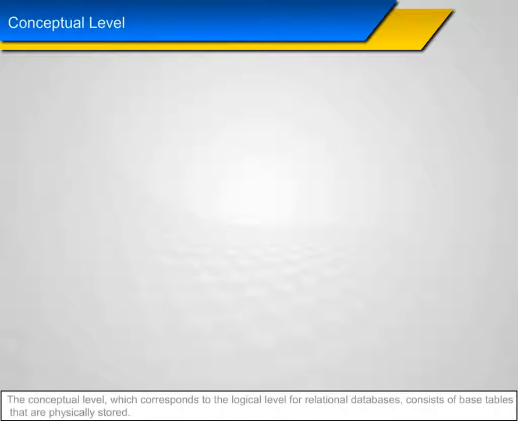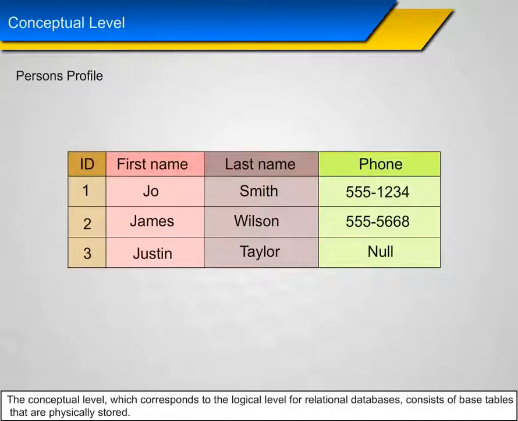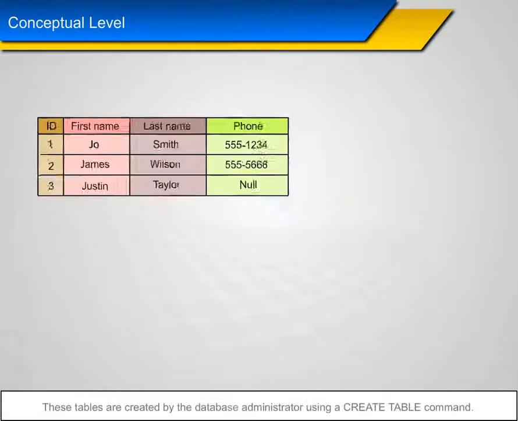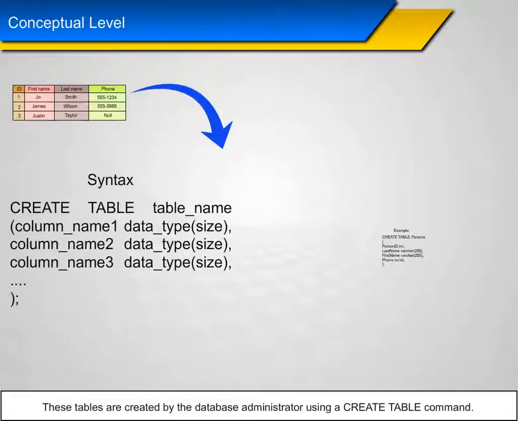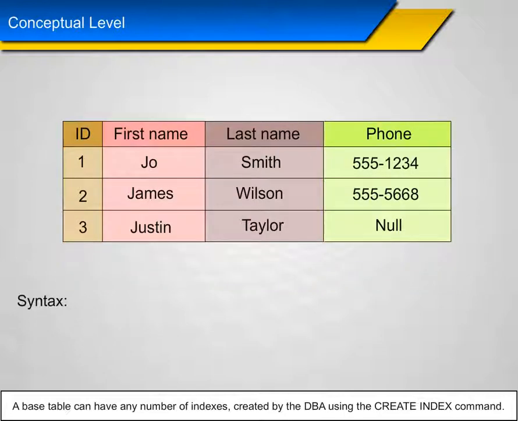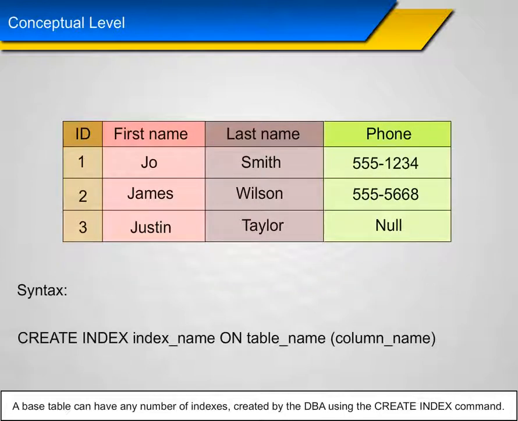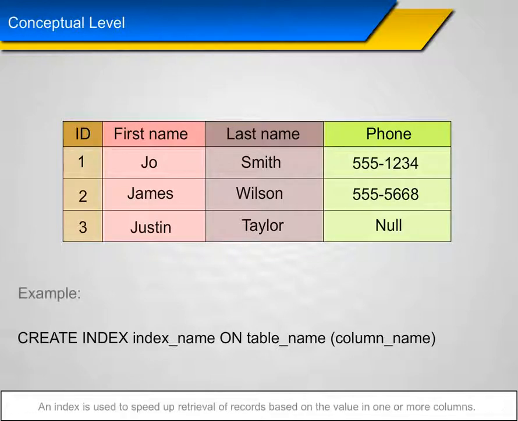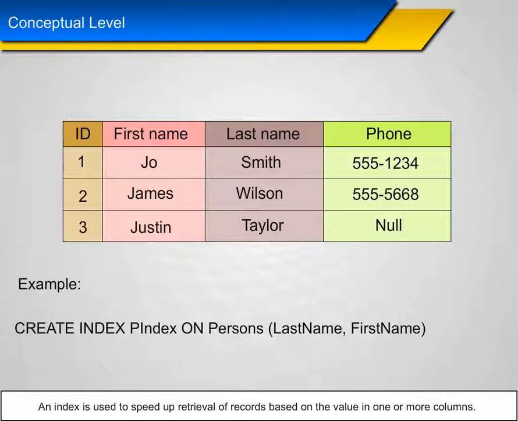Conceptual level. The conceptual level, which corresponds to the logical level for relational databases, consists of base tables that are physically stored. These tables are created by the database administrator using a create table command. A base table can have any number of indexes created by the DBA using the create index command. An index is used to speed up retrieval of records based on the value in one or more columns.